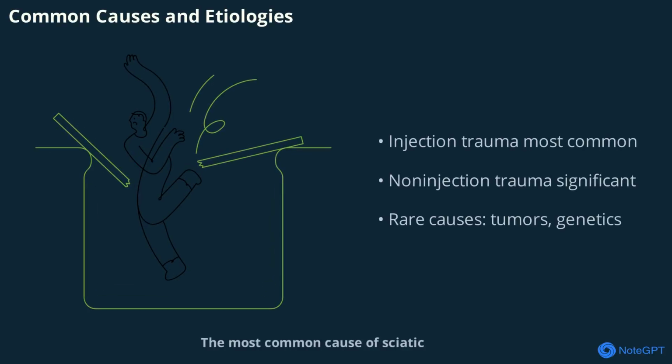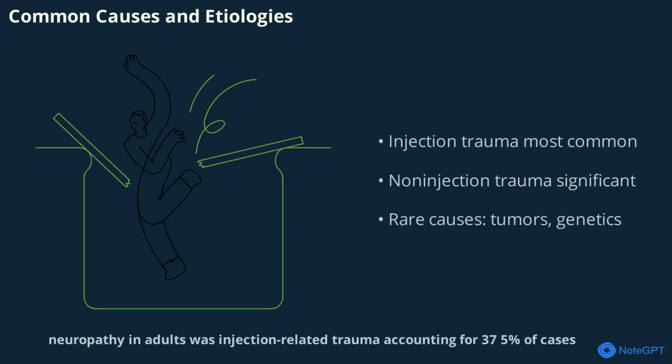The most common cause of sciatic neuropathy in adults was injection-related trauma, accounting for 37.5% of cases. Non-injection traumas, such as direct injury, surgery, or bone fractures, were equally prevalent. In children, injection trauma, sciatic mass, and postoperative complications were noted. Other rare causes included tumors, vasculitis, and genetic syndromes. Understanding these etiologies is crucial for prevention and targeted management.